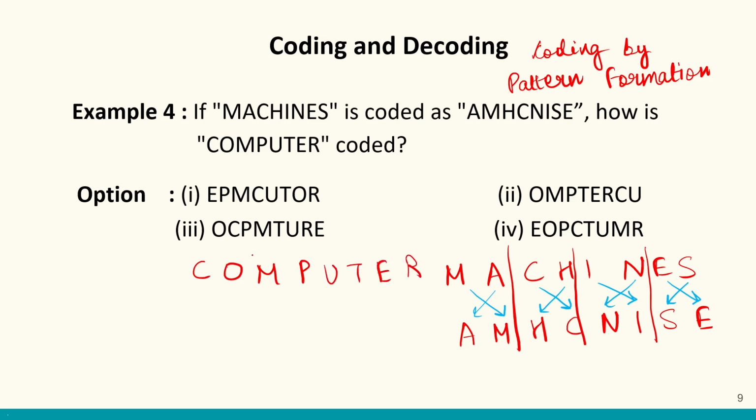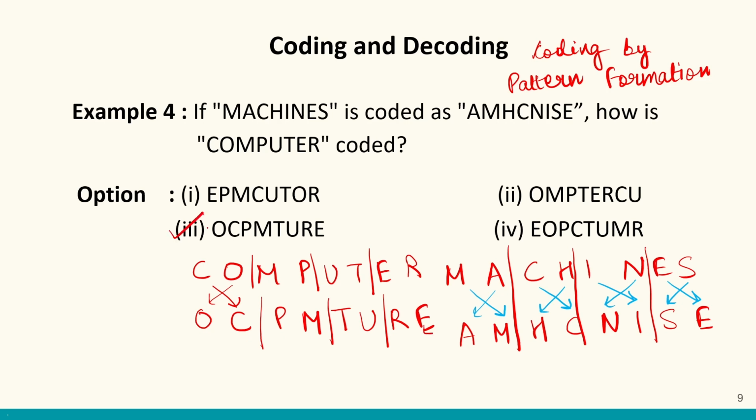COMPUTER. Let us break them at two positions. So O will be written over here, C here. P, M. I am just interchanging the positions with each other. So if I interchange the positions like this, I am following a crisscross manner in each case, then my code will be OCPMTUER, which is option number 3. So option number 3 will be our answer.